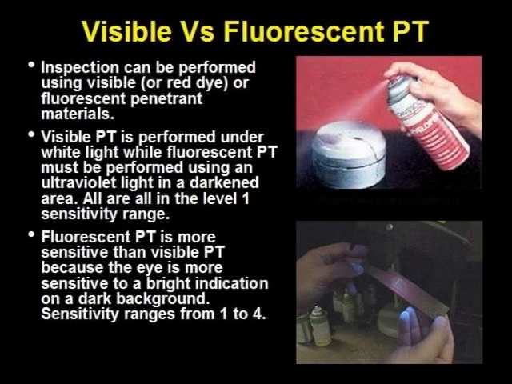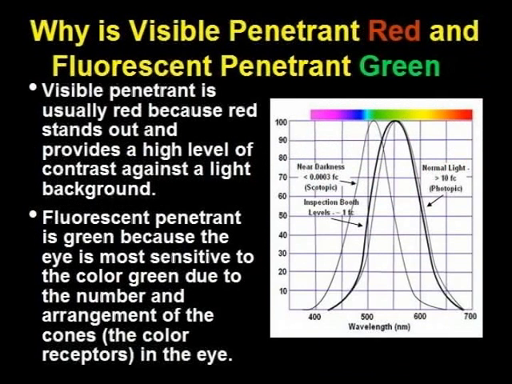Penetrants are either visible or fluorescent. That is, visible or red dye penetrants are inspected using white light. Fluorescent penetrants are inspected using ultraviolet light in a darkened area. Fluorescent penetrants can be more sensitive than visible penetrants because the eye is more sensitive to a bright indication on a dark background. The visible penetrants are level 1 or low sensitivity. The fluorescent penetrants can range through all 4 sensitivities.